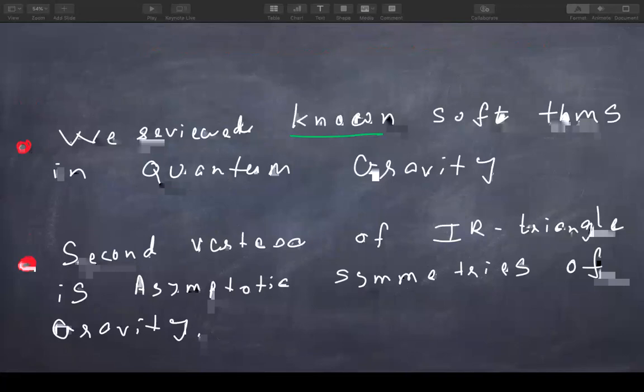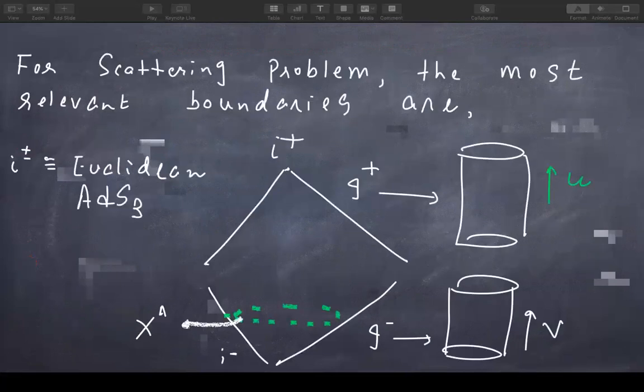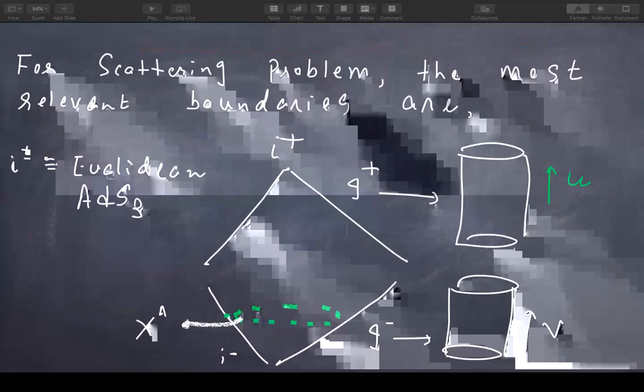Now, okay, so that was one of the vertices of the infrared triangle. So now I'm just going to quickly review the second vertex, which is the asymptotic symmetries. Of course, here most of the audience knows much more than me, so I will be brief. Just to recall that because we are interested really in scattering, the most relevant boundaries for us are Scri plus, Scri minus, the null infinities, past and future null infinities, and past and future time-like infinities.